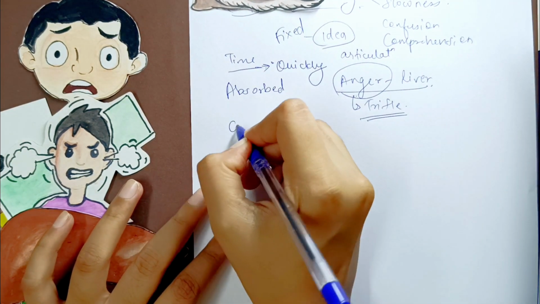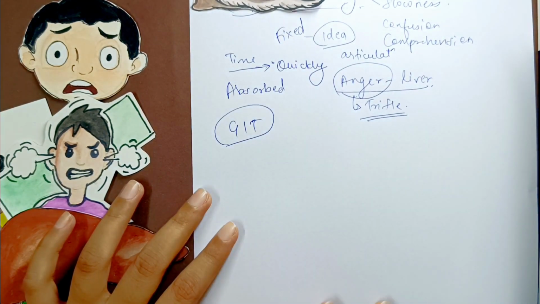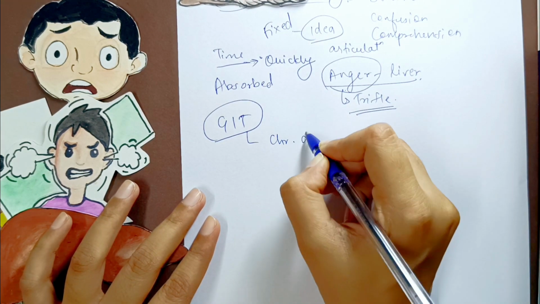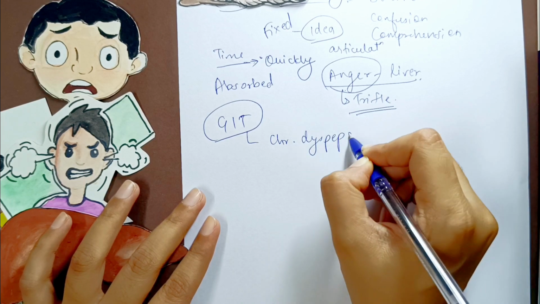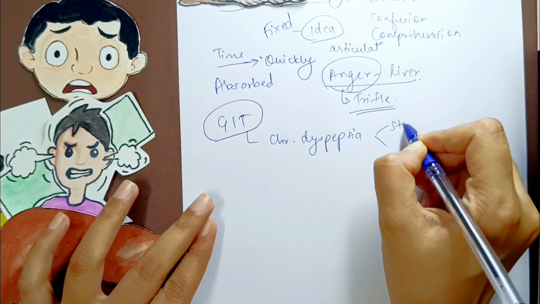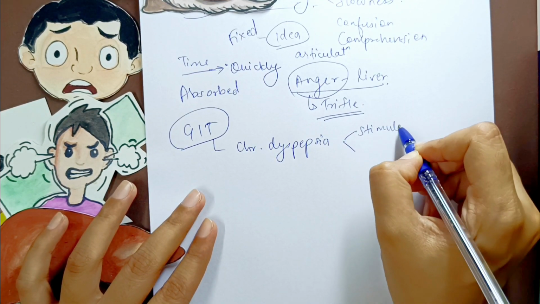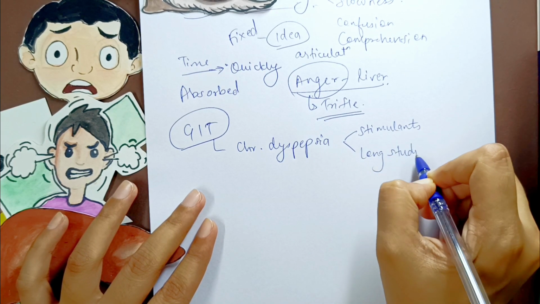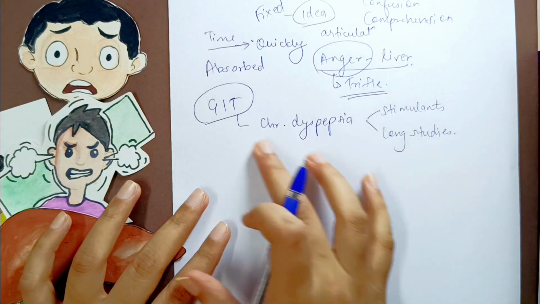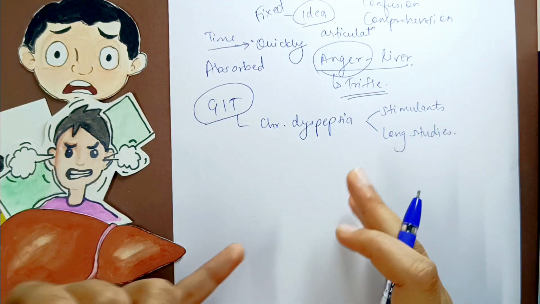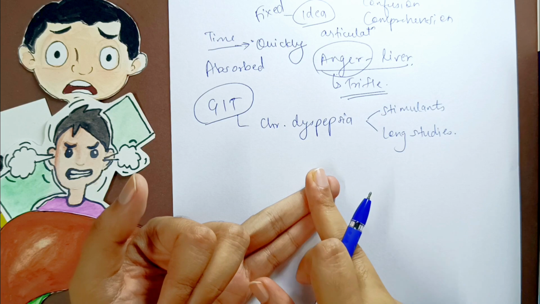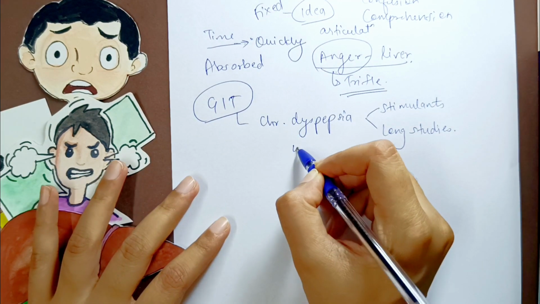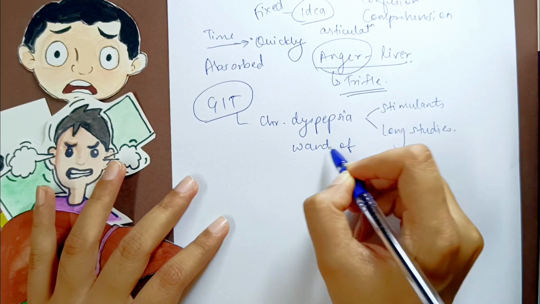Then we moved on to talk about the GIT of this remedy. And in GIT, what did we see? We saw that there is this chronic dyspepsia, which especially came from stimulants, and it also came from long studies. And what was happening in the dyspepsia? Again, the same kind of symptoms. The nausea was there, the vertigo was there, confused feeling in head after eating, an absolute want of appetite, which you should remember.